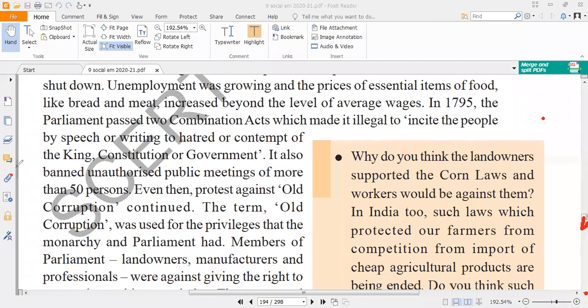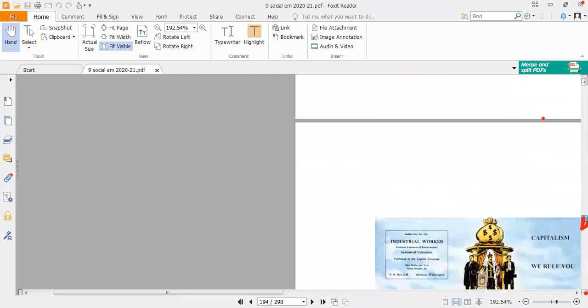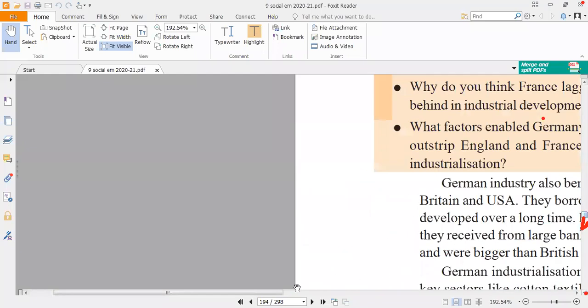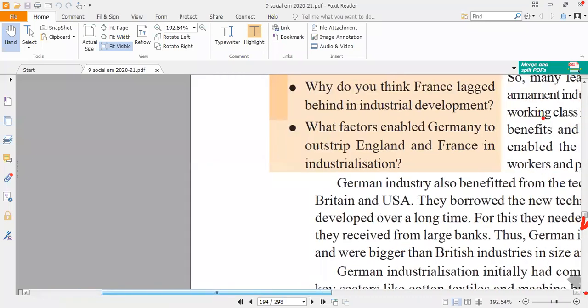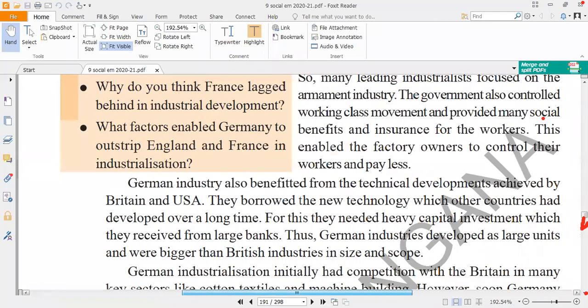So the people in the administration had to control the people. Landowners, manufacturers, professionals, everyone was good and right. But unfortunately, the common people were suffering a lot. And the rioters smashed everything they saw on the way. They just removed everything.